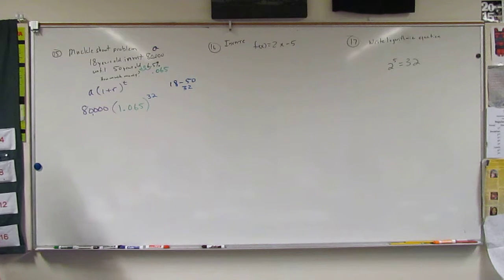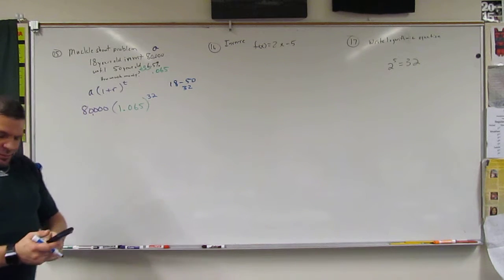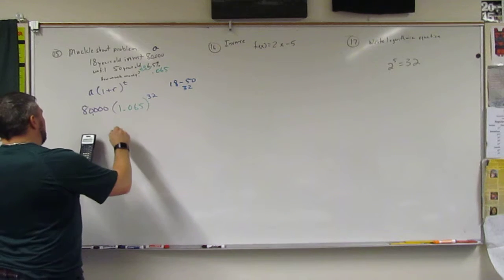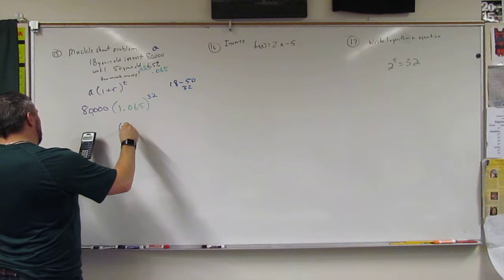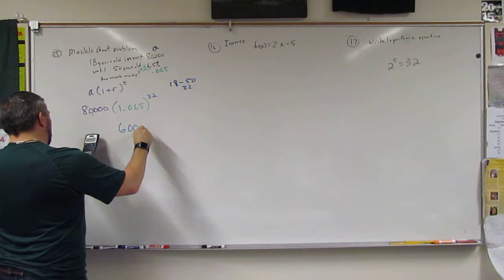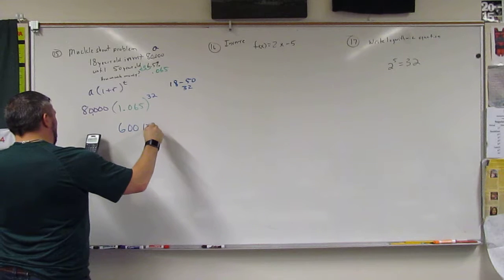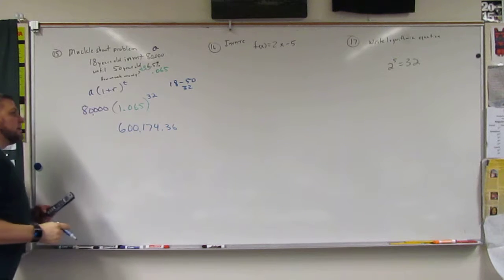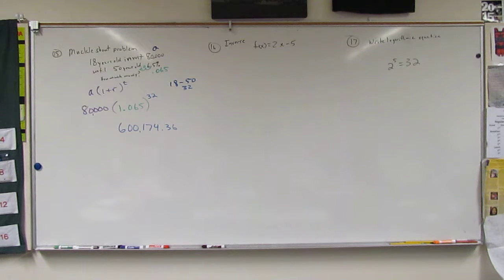Alright? Plug it in your calculator. Clear. 80,000 times the quantity of 1.065 raised to the power of 32 equals 600,174.36. So 600,000. Okay?